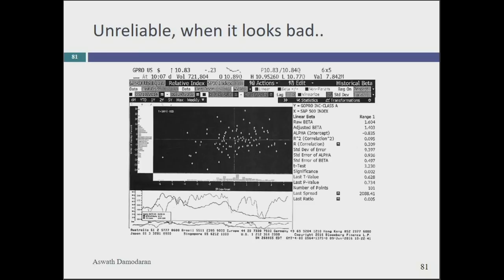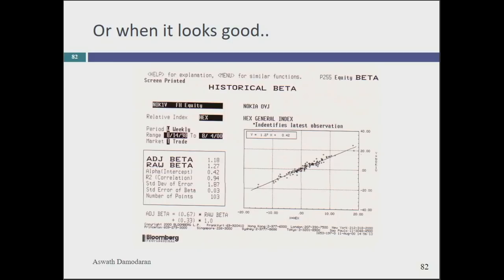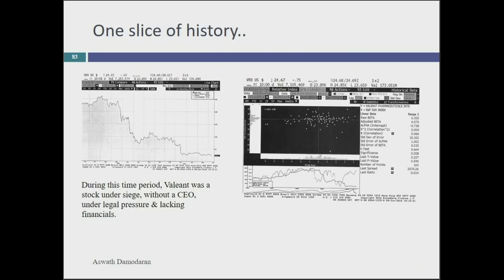The bottom line is neither of these regressions are reliable. One is way too noisy. The other one has an index that basically is the stock. And either way, it is not the beta that you're going to use. And here's the final issue with regression betas. A couple of years ago, Valeant, the Canadian pharmaceutical company, was in trouble.